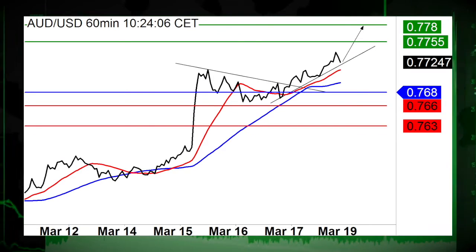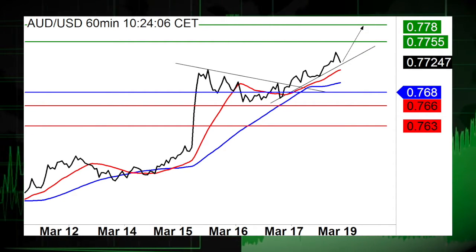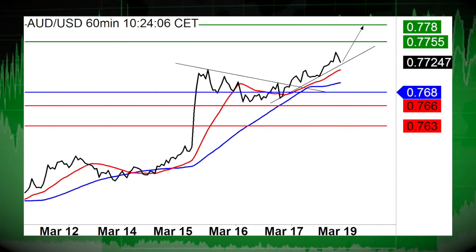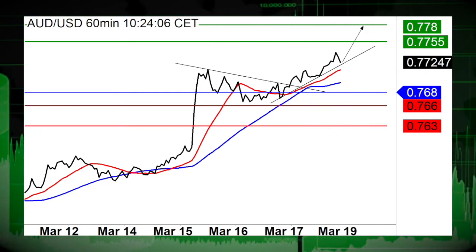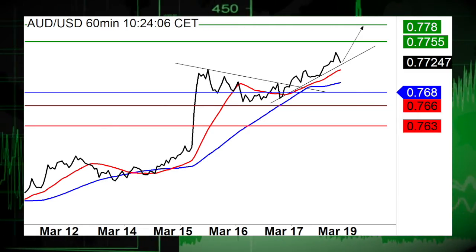The Australian dollar against the U.S. currency is back in focus today. The pair broke above a former declining trend line and is now bullish. The RSI is mixed to bullish as well, and Trading Central analysts prefer long positions above 0.7680 with targets at 0.7755 and 0.7780 in extension.